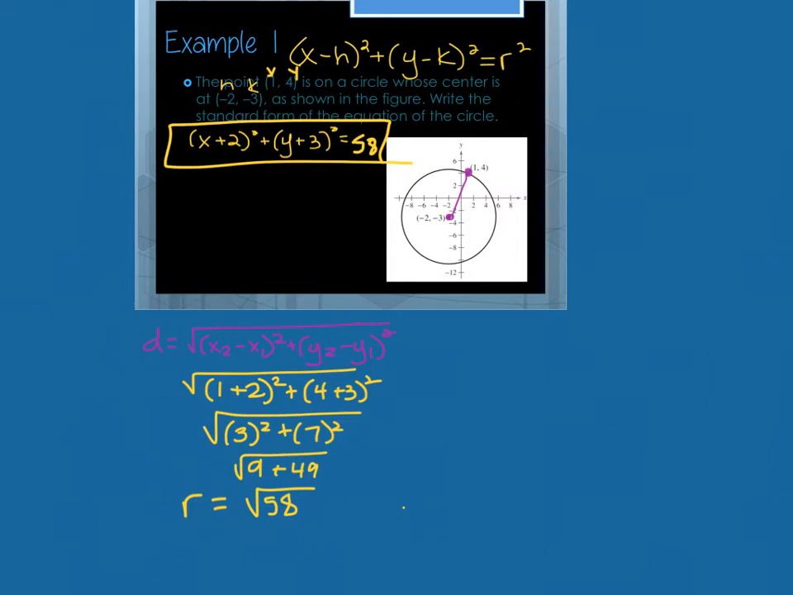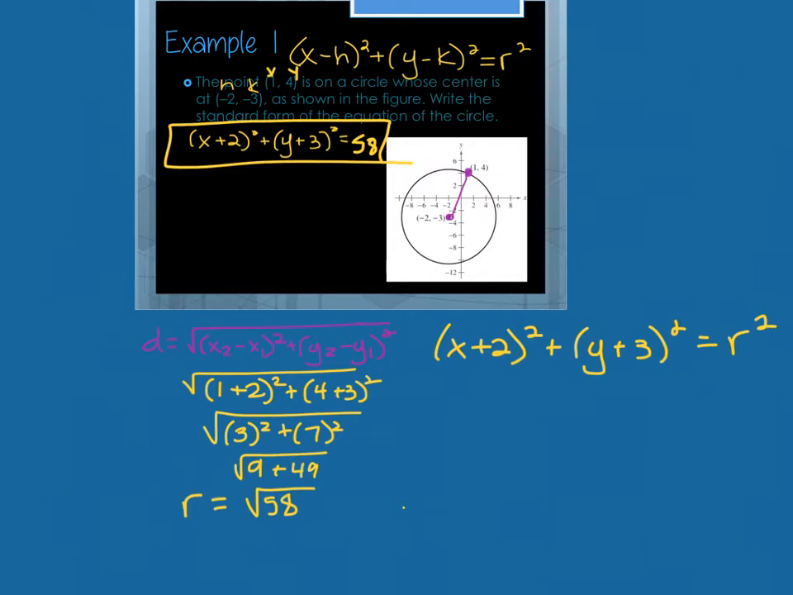Good so far? The second way to find the radius. If I start with that initial equation, x plus 2 squared plus y plus 3 squared equals the radius squared, do I have the x and y I could plug in? Yeah, so that's the other way you could do it.